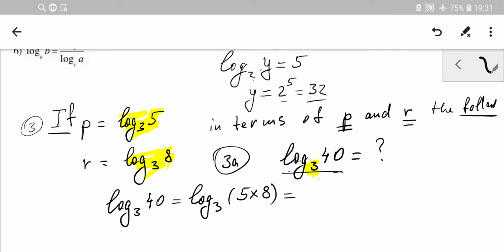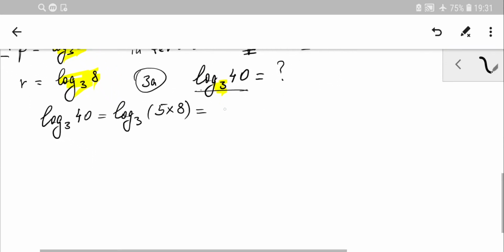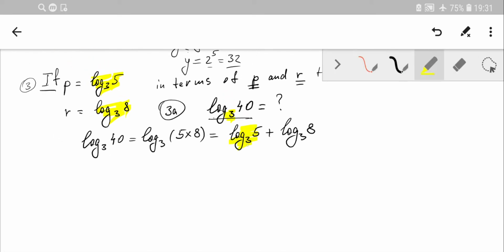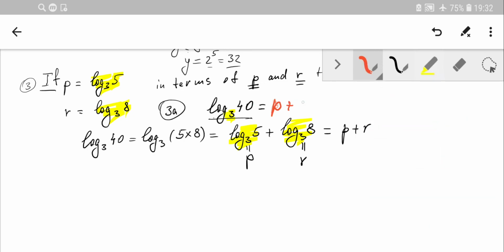And now you understand that if we use property 3 here about the sum and about the product of logs and of numbers, we'll get the following: log with base 3 of 5 plus log with base 3 of 8. Simply we apply the property, and now you know that this part is actually p and this part is r. So we mark this as p and this as r. So simply we'll get the following answer: p plus r. So instead of log 40, the answer will look like p plus r, because we have them here, and this is the final answer.